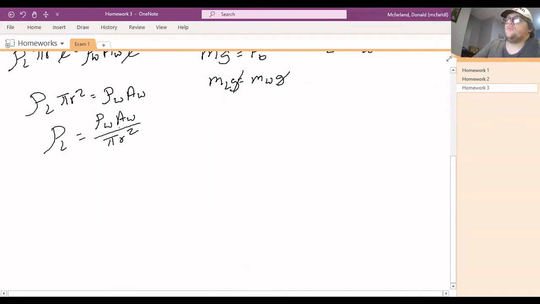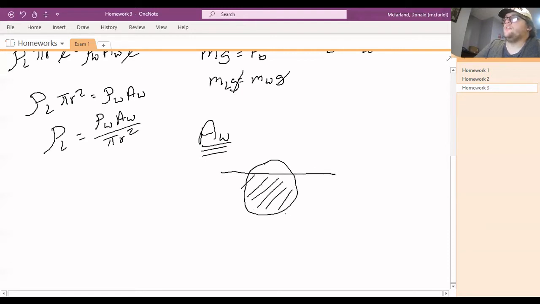So what we need to find now is the area underneath the water. If we took a side view image of the log, we'll notice all this area down here is the area of the water, or area underneath water. And so to get that, AW must be equal to the total area of the circle minus the area of this top part, which I'll call AH.